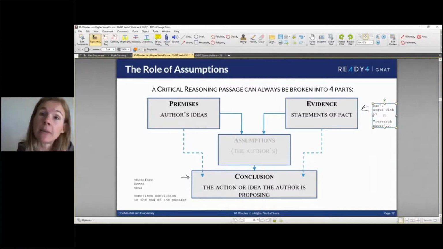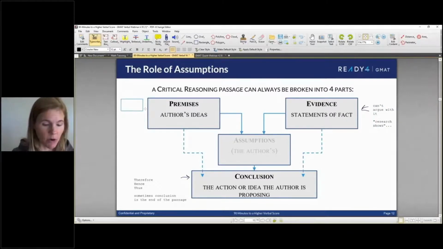However, if something is a premise, that's the author's idea about something. That is going to be prime for attack. Okay, that's the stuff that we're going to be questioning. Okay, so the premises, and then in the middle we have this thing called assumptions.